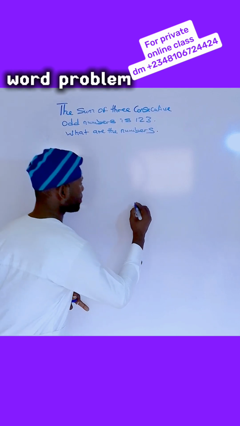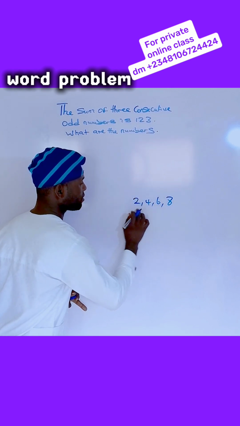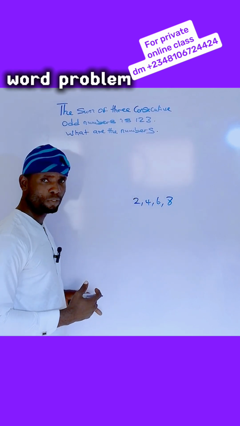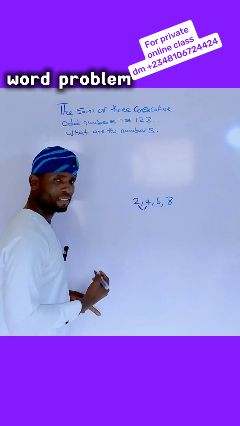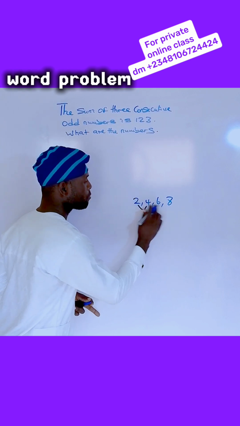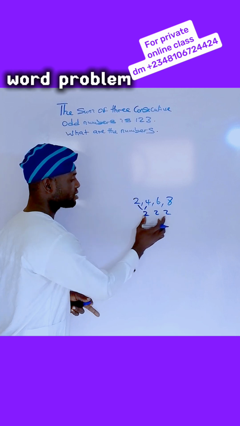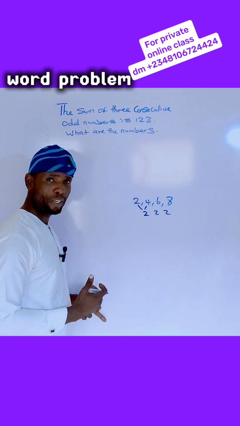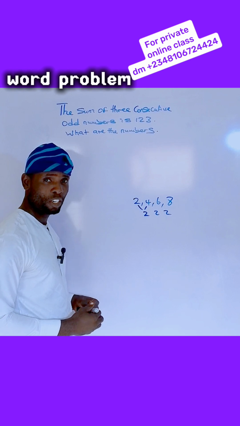Like this. Let's say we have 2, 4, 6, 8. These numbers are consecutive numbers. Why? They have constant difference. The difference between 2 and 4 is 2. 4 and 6, 2. 6 and 8, 2. You can see the constant difference. Therefore, these numbers are consecutive numbers.